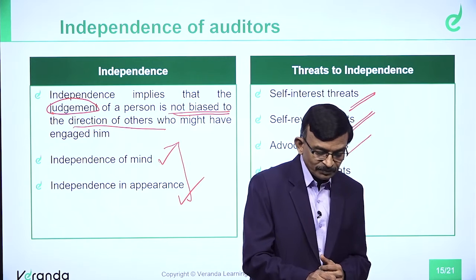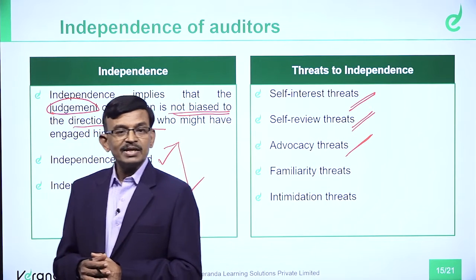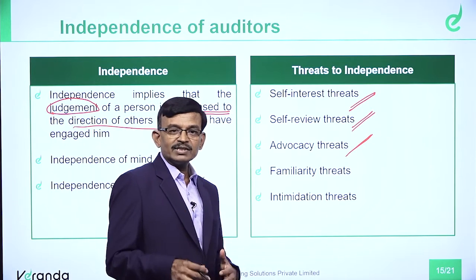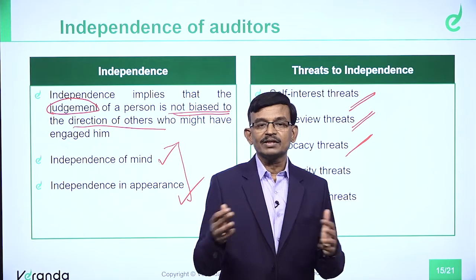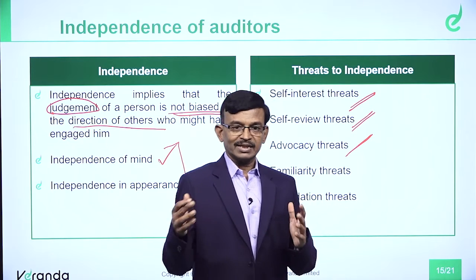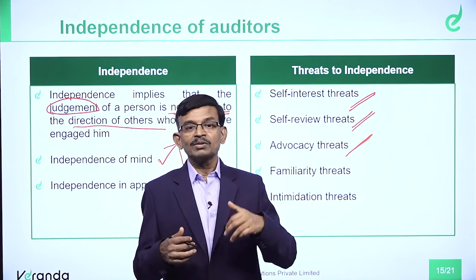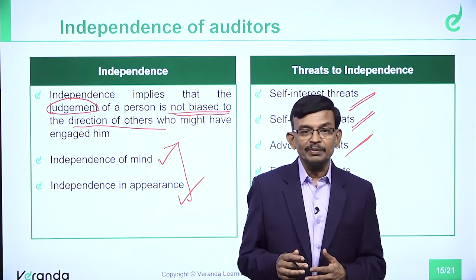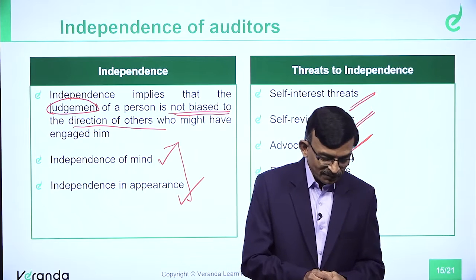Advocacy threat. This also very commonly happens. The company is getting a legal opinion from you, and based on the legal opinion they are concluding that nothing is required to be provided in case of a big tax demand. That becomes an advocacy threat, because you have given an opinion, you don't want it to contradict your own opinion. So that advocacy threat is another interesting point.